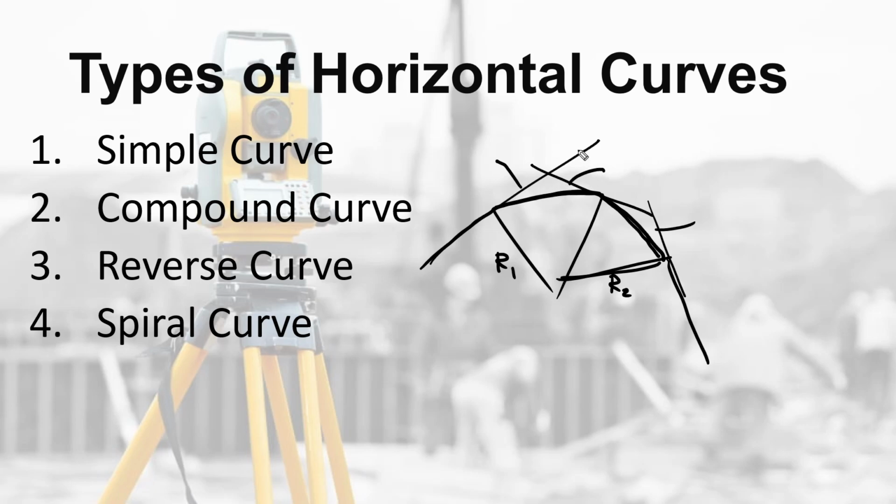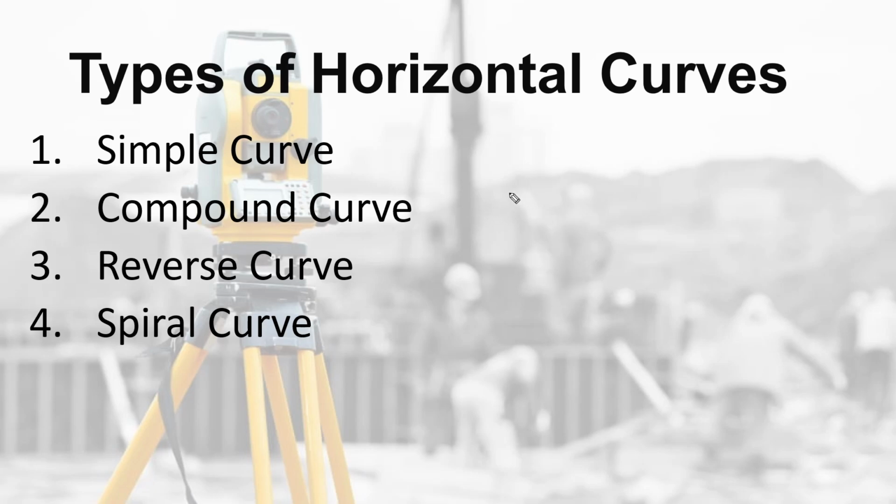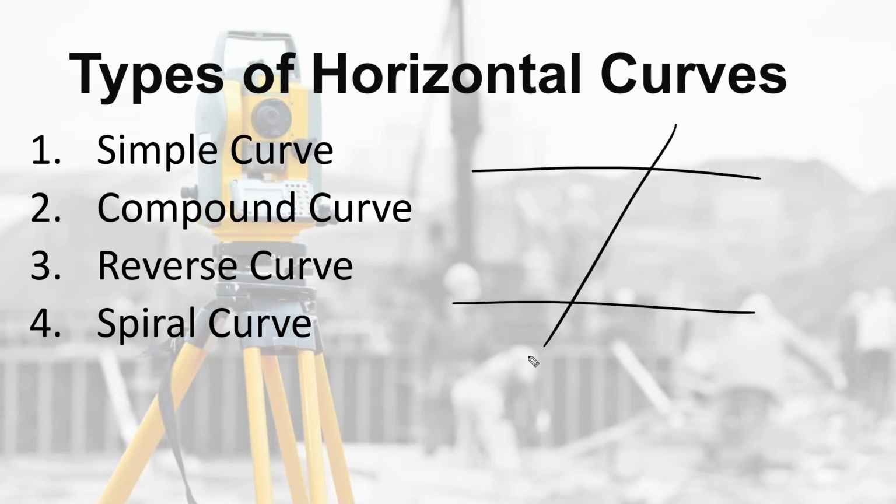Pero again, yung concept niyan is imagine niyo nakahiwalay lang siya na simple curve, and then ipagko-combine lang natin siya ng gano'n. Next is si reverse curve. Si reverse curve is typically sa mga almost parallel na ganyan. So, para siyang compound curve, pero hindi magkadikit yung radius nung dalawang curve. So, dito magkahiwalay sila.